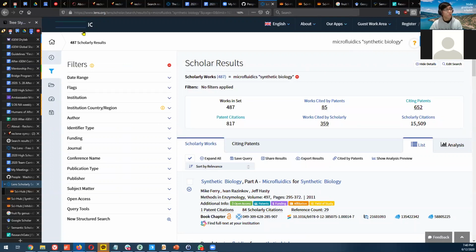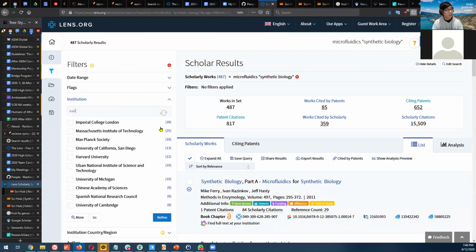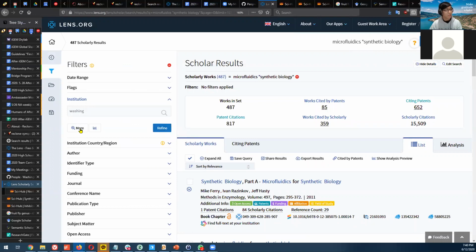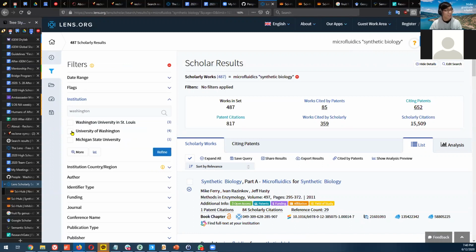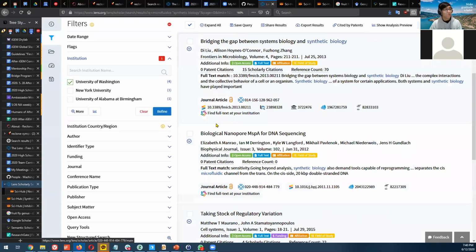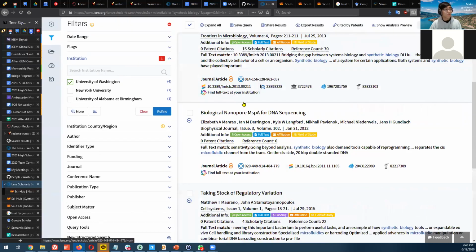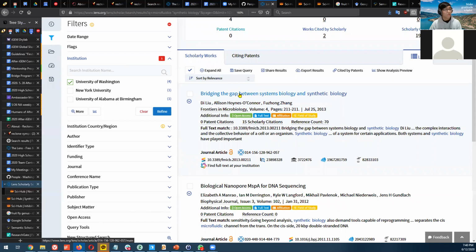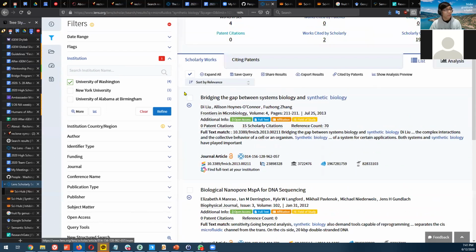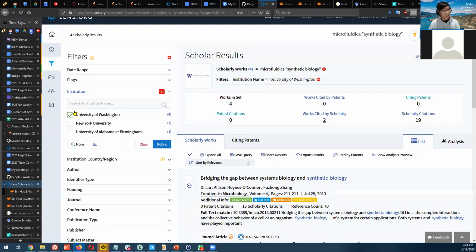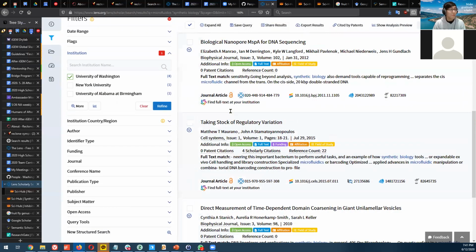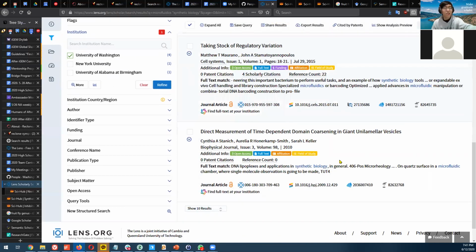I really like Lens because it has so many filters. I can even filter by institution and literally search up UW if I want. Oh, that's sad. Nothing comes up. Oh, there you go. Okay, I can do that if I want. This is all from UW, all 4 of these. And that's actually pretty cool. So I'm already going to start thinking out loud. I just did that because I thought, it would be nice if there's somebody at UW, right? There's only 4, so it's not that hard to look through these.